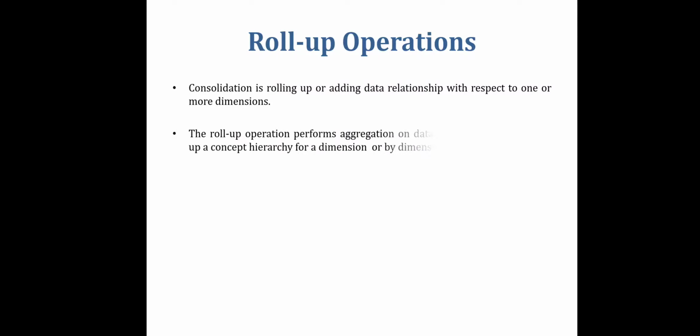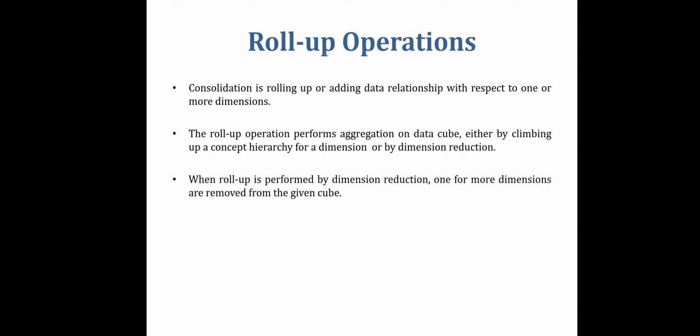So, this roll up operation performs aggregation on that data cube either by climbing up the concept hierarchy for the dimension or by dimension reduction. It means either you go from a low level to a high level in the concept hierarchy, or you may reduce the dimensions, which is called dimension reduction. When a roll up is performed by dimension reduction, one or more dimensions can be removed from the given cube.